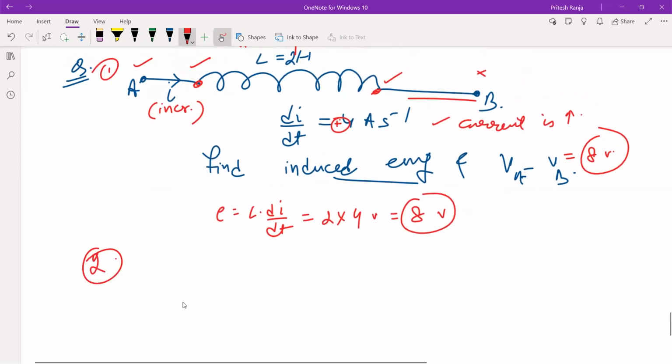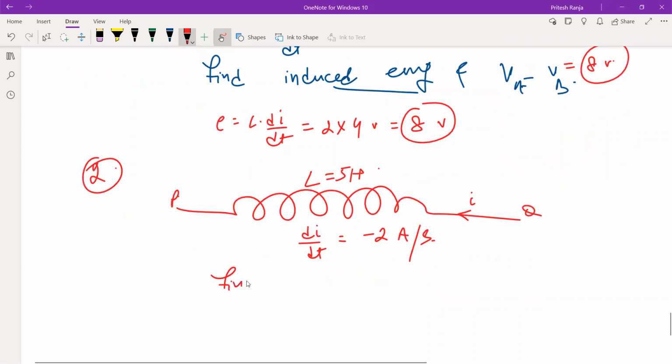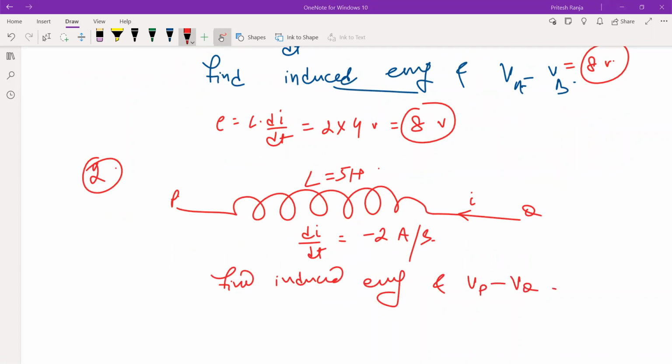Let us do another one. Let us say again we have a coil and the self inductance is 5 Henry, and let's say in this direction current is moving and rate of change of current is -2 amperes per second, and here also we have to find out the induced EMF and Vp minus Vq. Yes, quickly all will do.